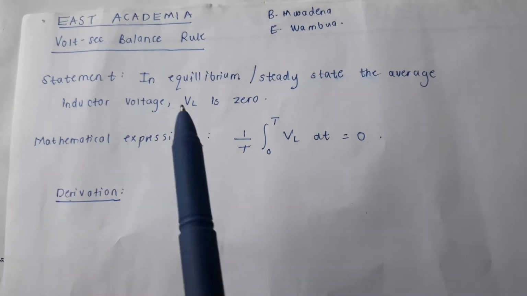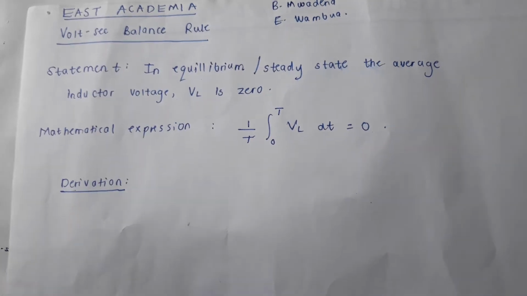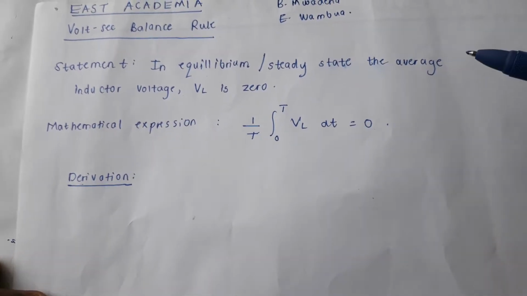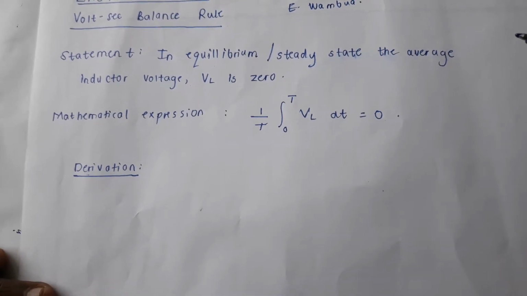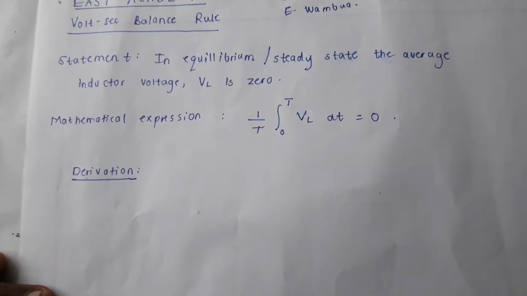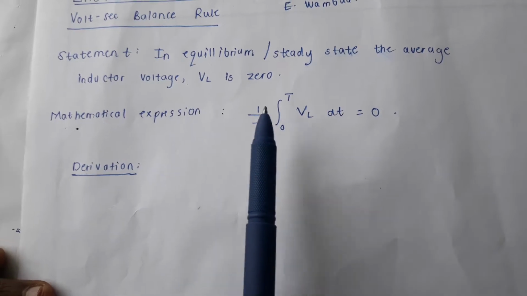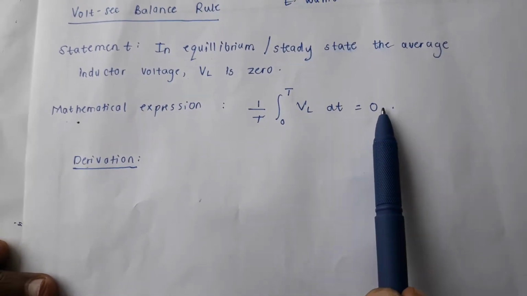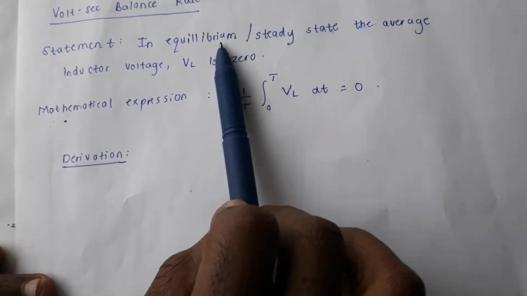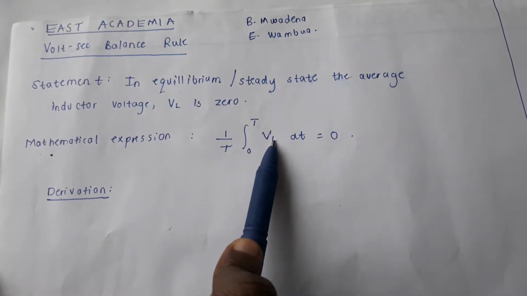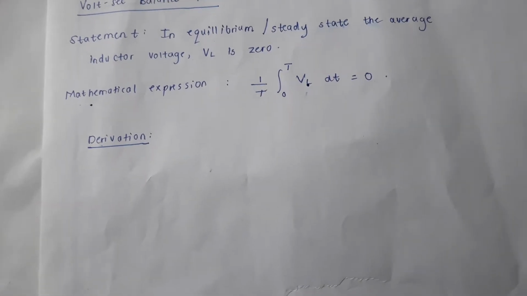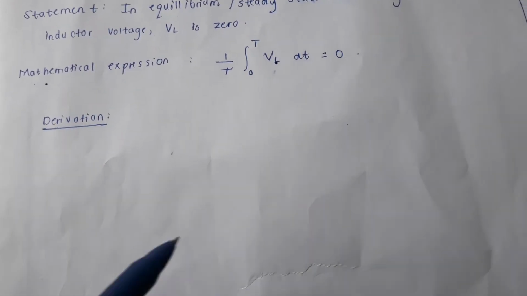The volt-second balance rule is stated as: in equilibrium or steady state, the average inductor voltage VL is 0. The mathematical expression is 1 over T, integral from 0 to T of VL dt, equals 0. This is nothing but the average of the inductor voltage VL. We can derive the volt-second balance rule as follows.